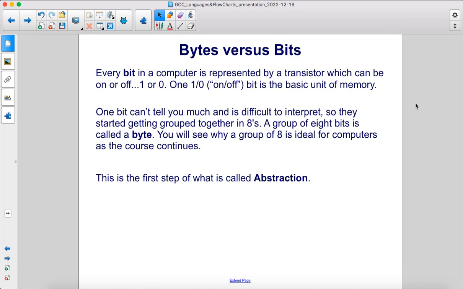Every bit in a computer is represented by a transistor, which can be on or off, 1 or 0. A 1 or 0 bit is the basic unit of memory. One bit can't tell you much and is difficult to interpret, so they started getting grouped together in 8s. A group of 8 bits is called a byte. You will see why a group of 8 is ideal for computers as the course continues. This is the first step of what is called abstraction.